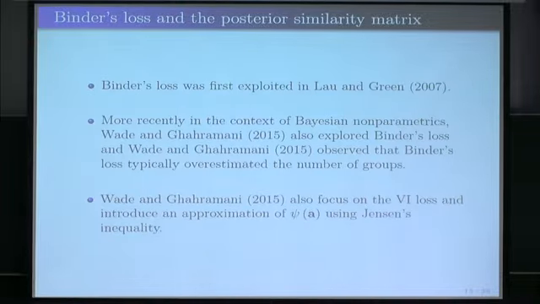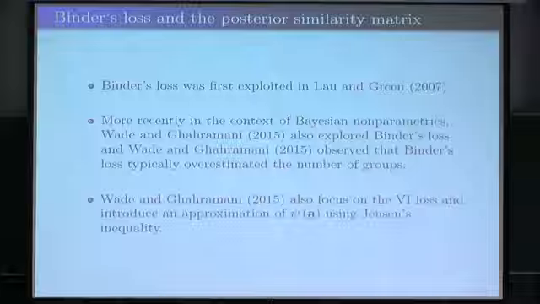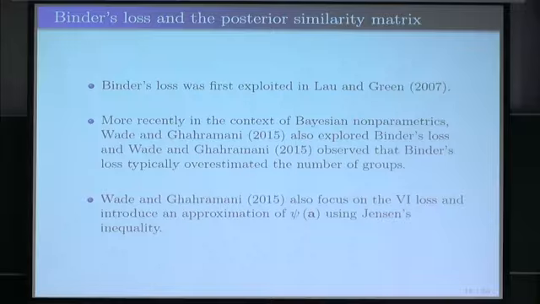Okay, right, so there's a sort of history behind this Binder's loss. It was first exploited in Lau and Green in 2007, and more recently in the context of Bayesian nonparametrics, Wade and Ghahramani also looked at it. And what they observed is that Binder's loss typically overestimated the number of groups. They also focused on a variation of information loss, and they take a different approach to us in that they approximate this psi a, the expected posterior loss, using Jensen's inequality to make it practically work.